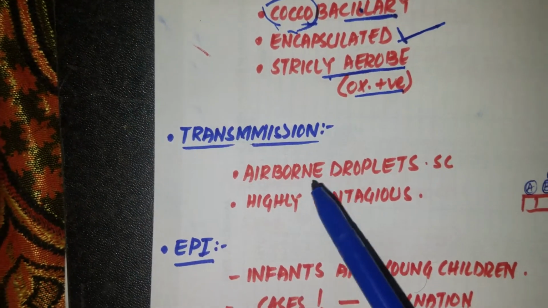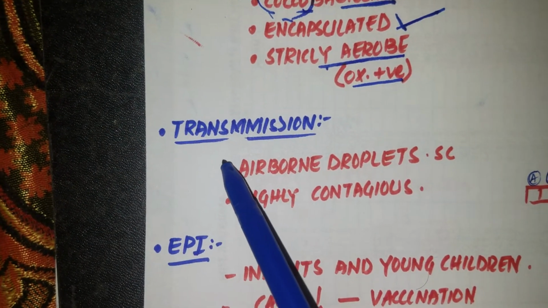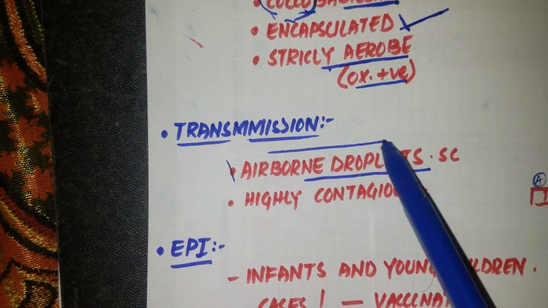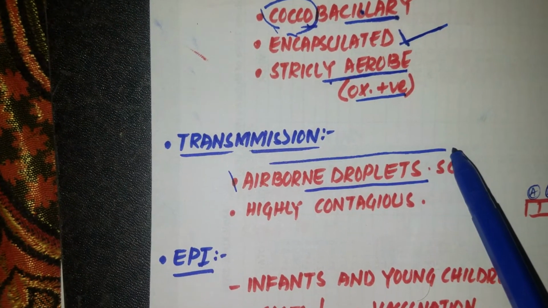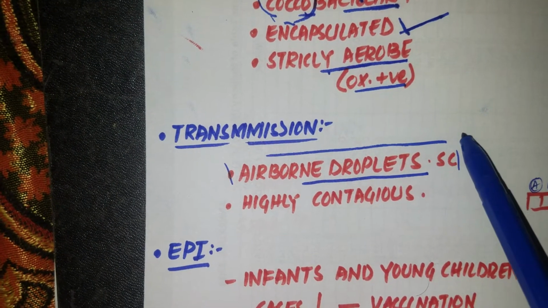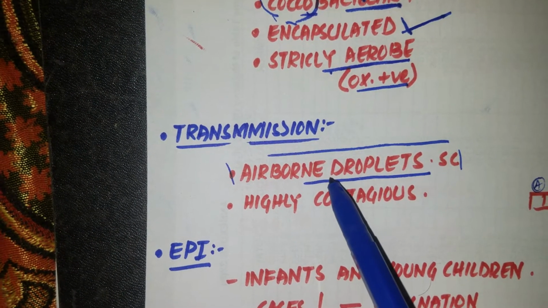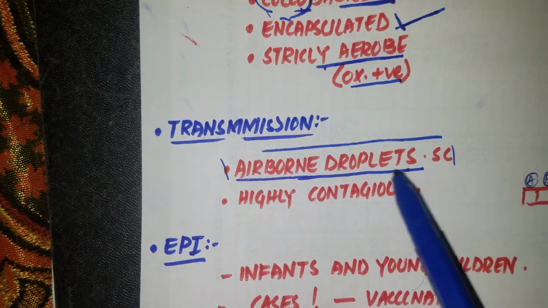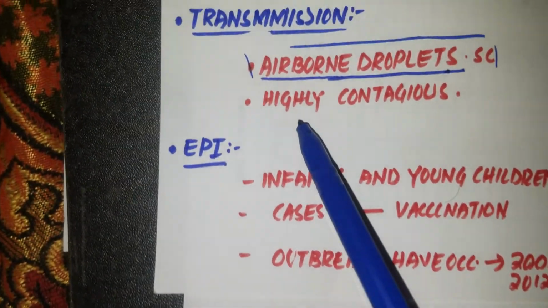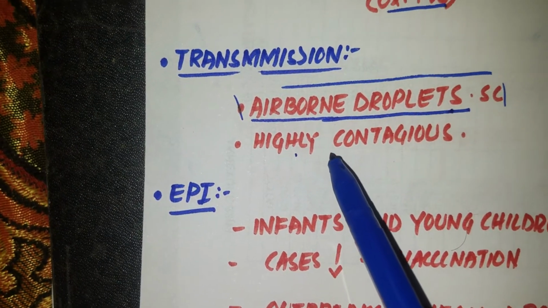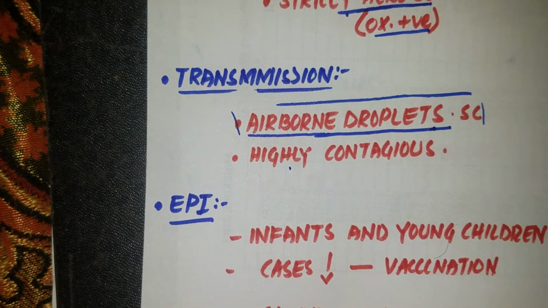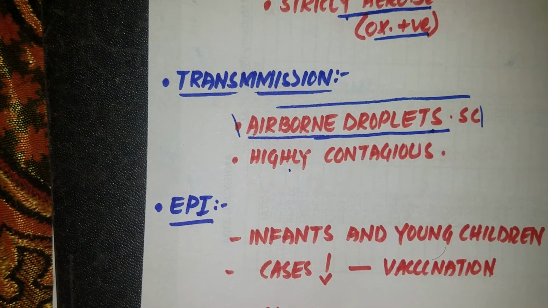Now the transmission. These are transmitted by airborne droplets. When a patient with whooping cough caused by Bordetella coughs, he transfers the organism through the air droplets. This is a highly contagious disease, and the organism can easily spread from one person to another in the community.